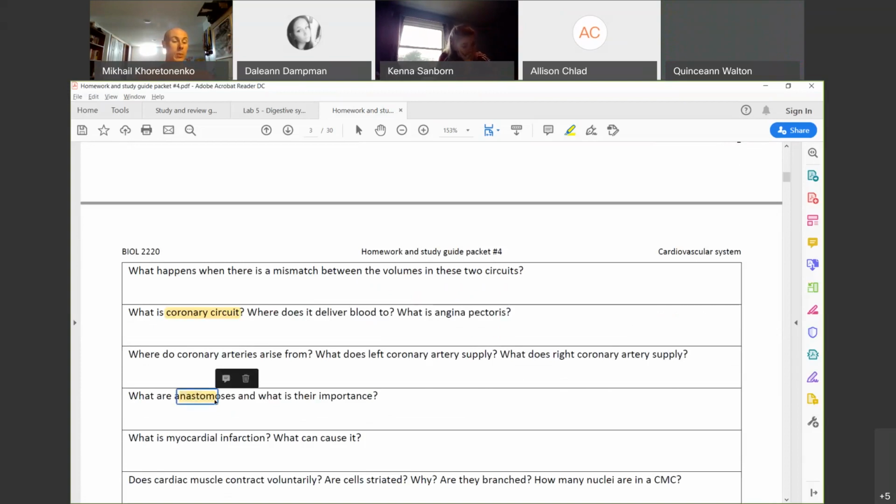Anastomoses are connections between the coronary arteries that provide additional pathways for the blood to flow and allow blood to get around a potentially blocked small artery. They cannot circumvent the blockage of a large artery, like the left coronary or something like that.